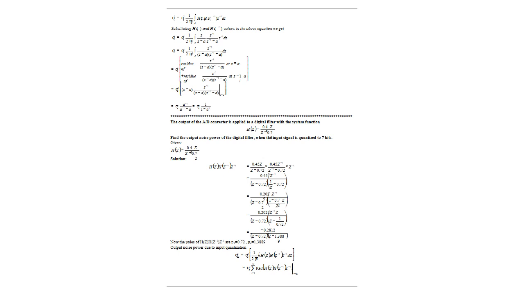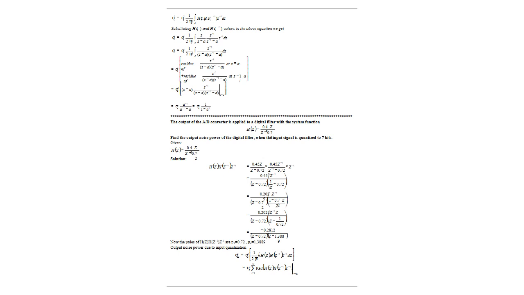So h of z into h of z inverse into z inverse is equal to, we have to multiply 0.45 z by z minus 0.72 into 0.45 z inverse by z inverse minus 0.72 into z inverse. After multiplying, we will get 0.2812 divided by z minus 0.72 into z minus 1.3889. So now the poles of h of z and h of z inverse are p1 and p2.